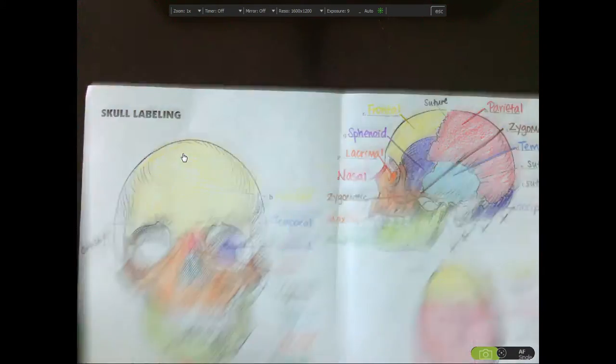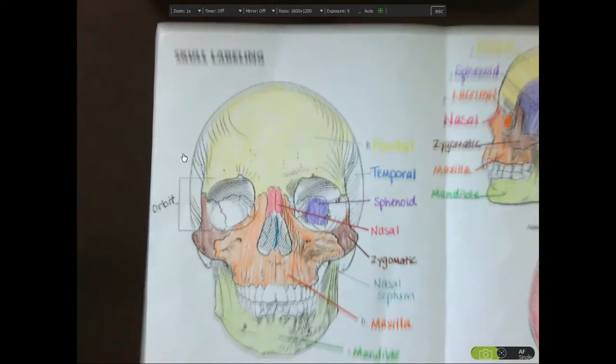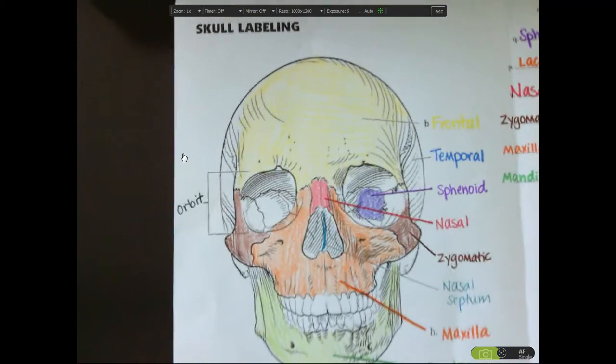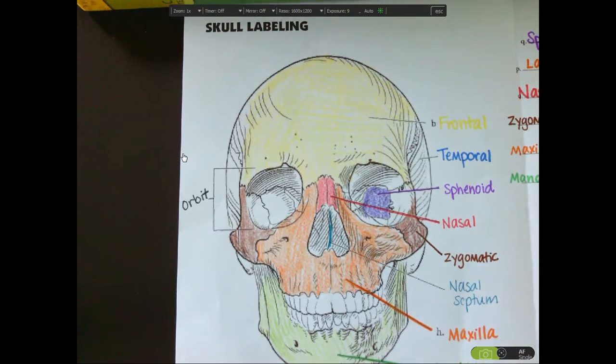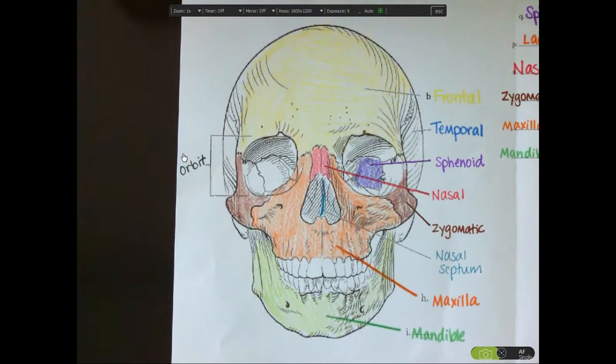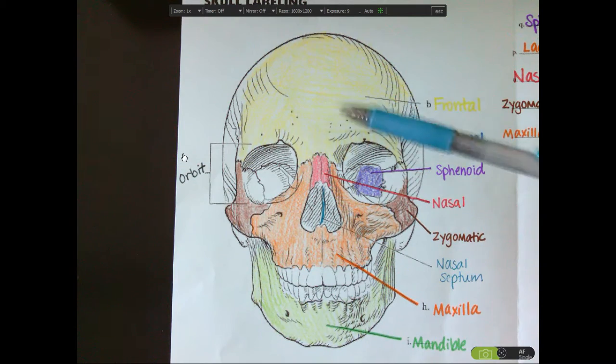Okay, so if you are finished with your axial and appendicular skeleton labeling, it's time to check the skull. If you need more time, pause the video before you get here. Okay, so for the skull, you should be aware and able to label these different parts of the skull on any of these 3 views.